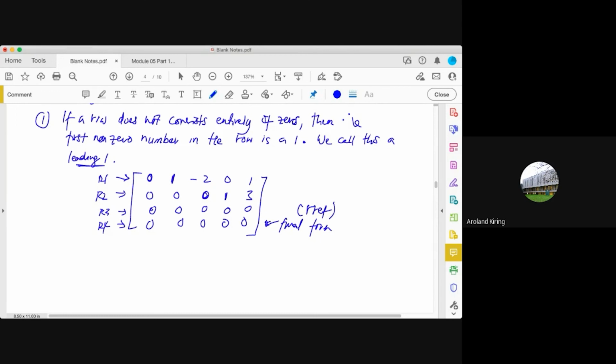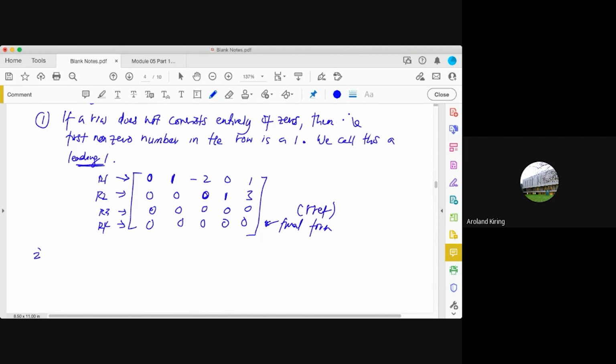For rows 3 and 4, that is fine. You got all 0, so that's fine. So the 1 in here, we call it a leading 1. Okay, so that's the first property telling you that you have achieved your REF form, your RREF form.